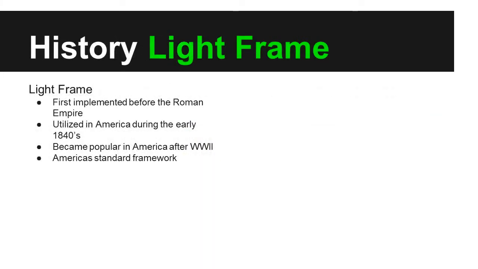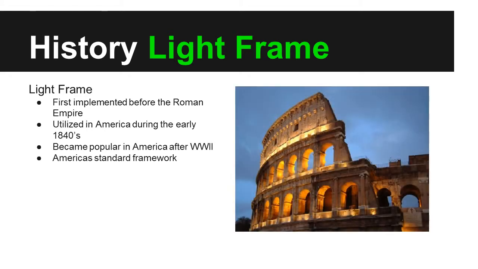The history of light frame wood construction originated before the Roman Empire over 2,000 years ago and is still being used today. The light frame structure was introduced in America in the 1840s in attempts to settle the American West as quickly as possible. The frame was ideal due to the fact that there were plenty of softwood forests here to use for these types of frames.